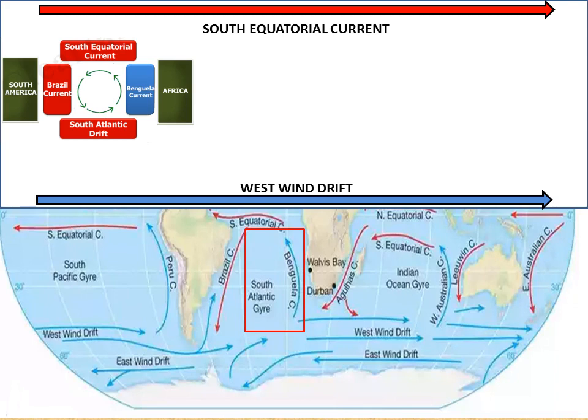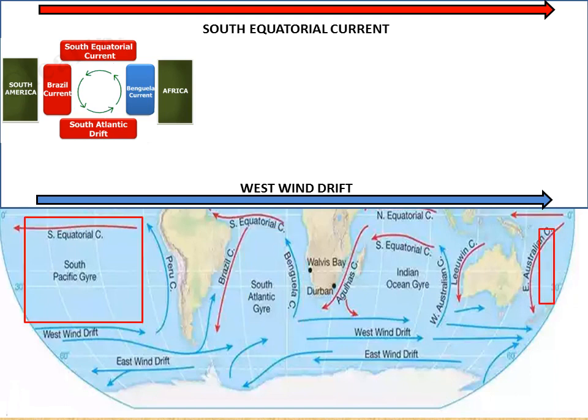Apart from this, on the lower side we have the South Atlantic drift, that is the warm current which flows just above the West Wind Drift, nearer to the Antarctic Ocean. Similarly, on the top side we have again the South Equatorial current, which is a warm current, which we have already discussed.